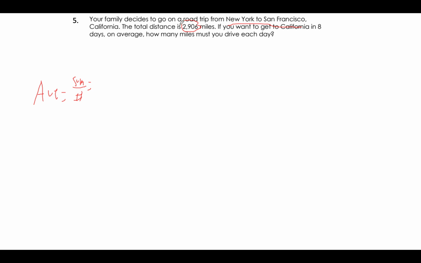So our sum is already given to us. We're looking for the average. It's going to be 2,906 divided by the number of days we want to complete that over. So that's going to be over 8. If we divide that, we're going to get 363.25 miles per day. That's going to be our daily average. We're going to go from New York to San Francisco in the course of 8 days.